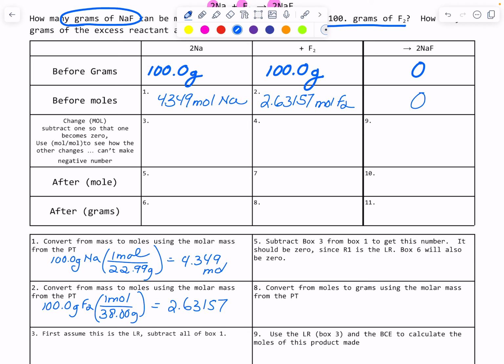And so one of these two amounts is going to get all used up. And I cannot assume that it's always going to be the smallest amount, because my coefficients tell me I'm going to use up twice as much sodium as fluorine. So even though I have less fluorine, that may not be the limiting reactant. So what do I do? I always assume that the first reactant is the limiting reactant. So that guy would go down by 4.349 moles, right? The limiting reactant would get all used up.